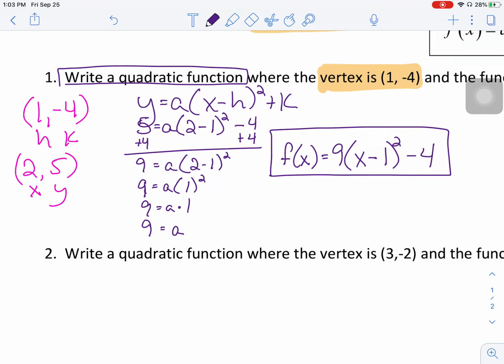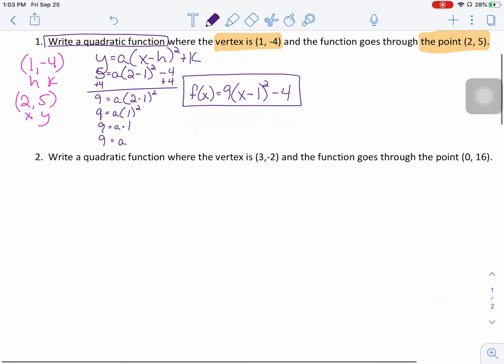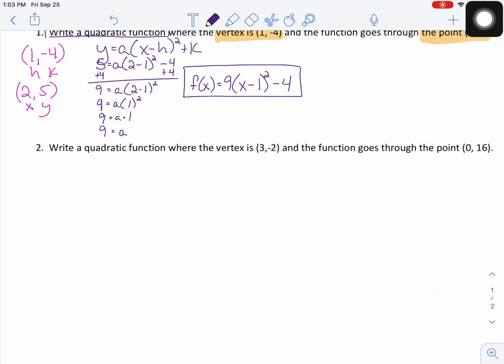All right, we're going to do it one more time. We've got write a quadratic function where the vertex is (3, negative 2). So we're going to have (3, negative 2) as my (h, k). And I know that it goes through the point (0, 16). There's nothing special about (0, 16) other than we know that it's a point on the parabola, so we're going to call it (x, y).